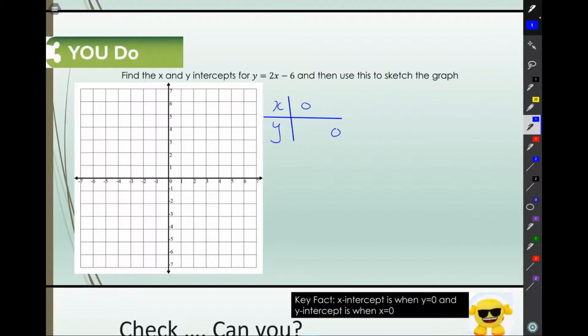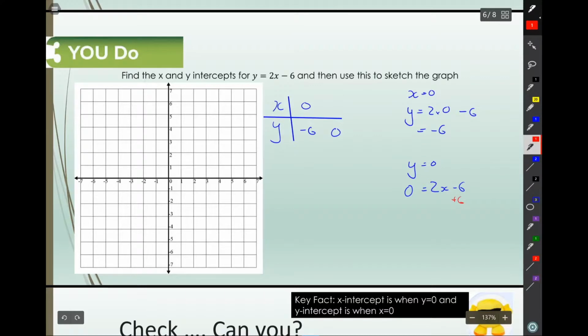Alright. When x equals 0, y equals 2 times 0 minus 6, which is minus 6. And when y equals 0, you've got 0 equals 2x minus 6. We've got to get the x by itself. Same process as before. So x equals 3.